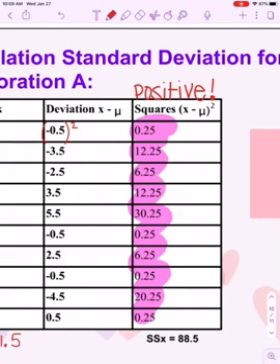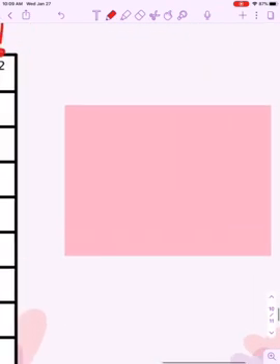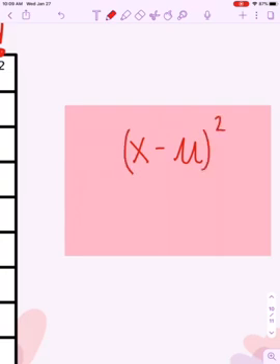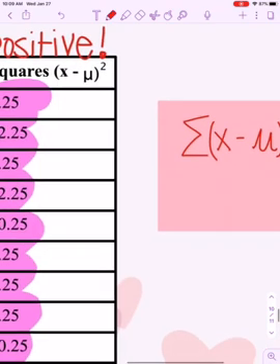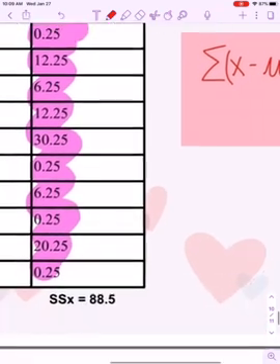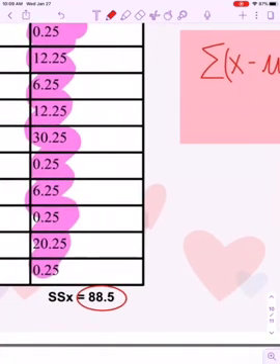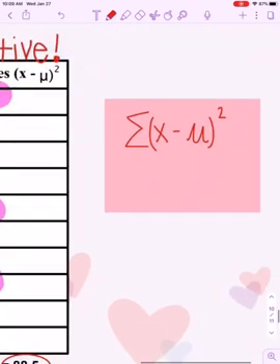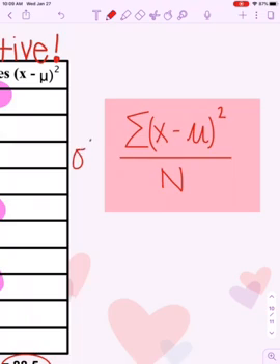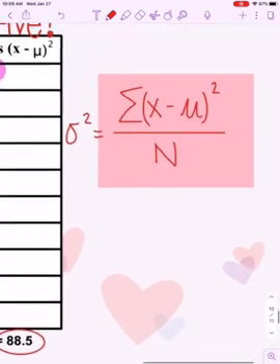I add them all up. Okay, so think about it. We found our mu. We subtracted every x from my mu to get my deviations. We squared all the deviations. This is where we're at. Now we need sigma. We need to add up all of those squares. So if you add up all those squares, you get 88.5. Then you have to divide it by n, and that gives you your variance of baby sigma squared.